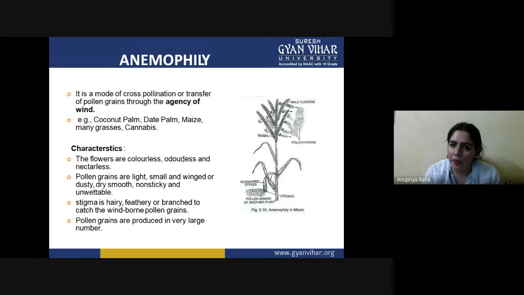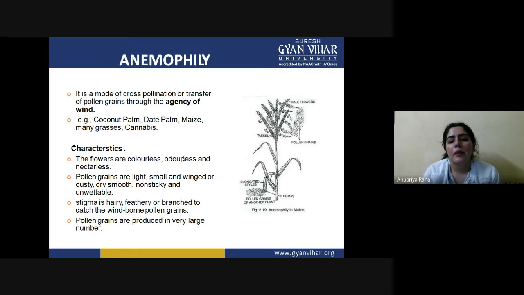They should be light, because if they are not light, wind cannot carry them. They should be small. They have to be winged, because if they are not winged, they cannot fly. They should be dusty. Dust can easily be transferred by the wind, so they should be dusty. They should be dry. Something sticky or liquid cannot be carried by the wind. So that's why they should be non-sticky, dry, and unwettable.